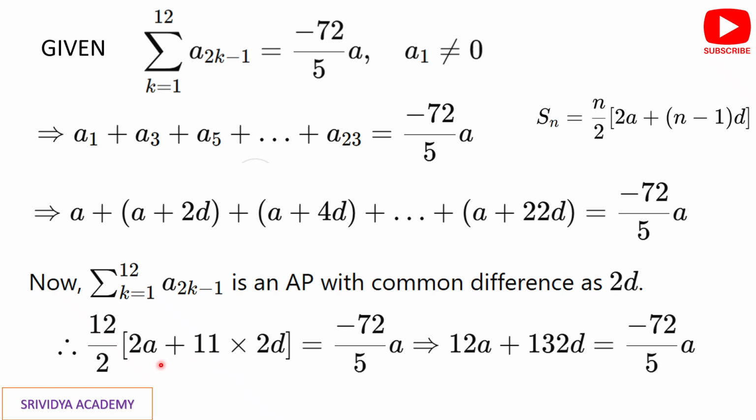Now let us simplify this by multiplying the terms in the bracket by 12/2. So when we multiply by 12/2, we have 12/2 into 2a, which is 12a here. And the right hand side is -72/5 a as it is. Then we get 12a plus 12/2 into 11 into 2d, that is, the 2 is eliminated and 11 into 12 is 132 into d, which is equal to -72/5 into a.